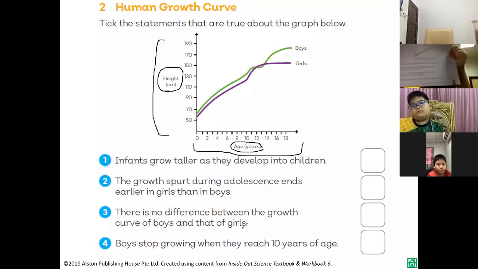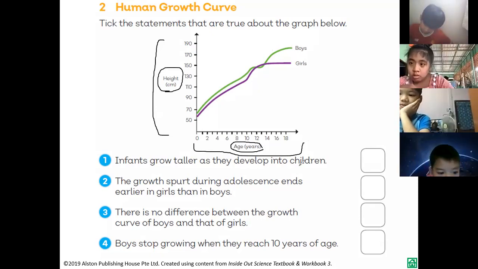Number 1, can you read? Infants grow taller as they develop into children. So remember that infants are from 0 to 2, and when they reach childhood, their height is getting taller. So the answer for this one is yes. So you have to take it.